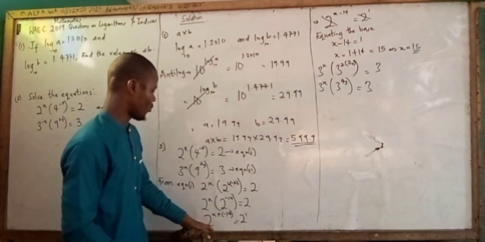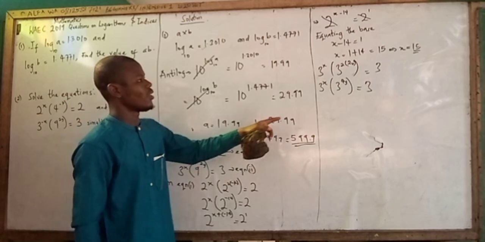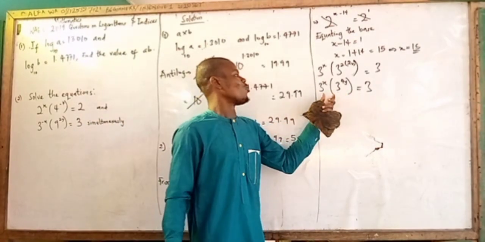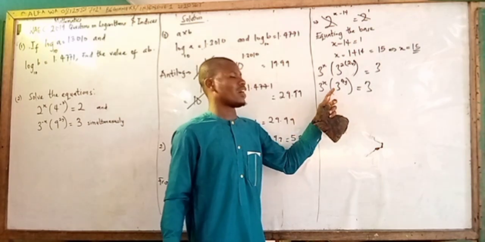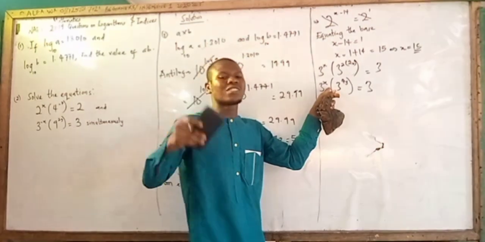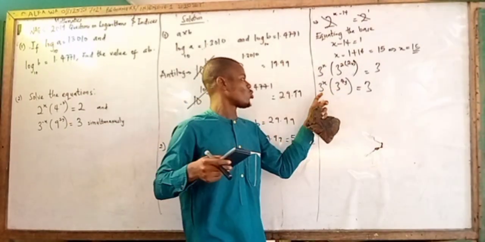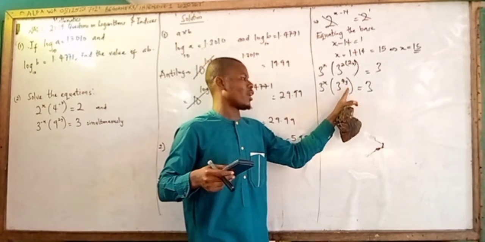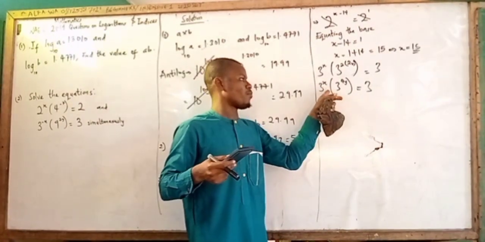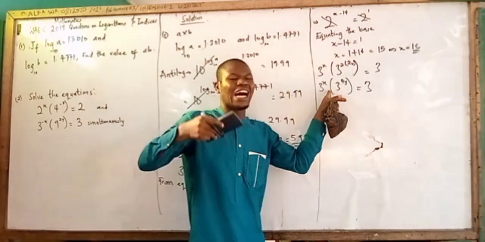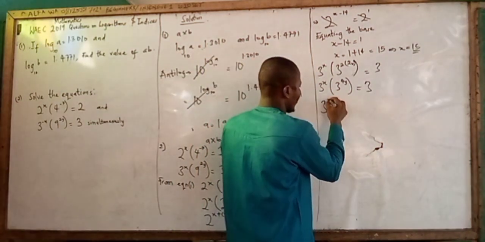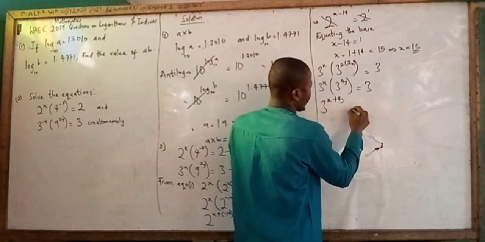Apply the same law for this equation 1. Whenever you have the same base, we take one of the bases and write the power. In the case where you have the same base and you also have a multiplication sign between the two bases, so you have 3 raised to the power x times 3 to the power 4y, the bases are the same, that is 3 and 3, and we have times between both of them. So we take one of the bases and we add the powers. That is according to the law of indices. So I'm going to have 3 raised to the power x plus 4y equals 3.